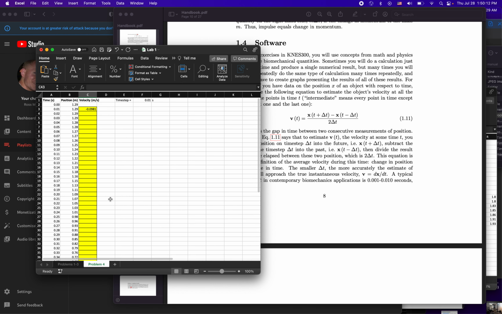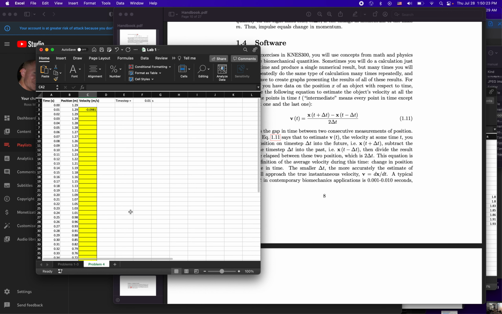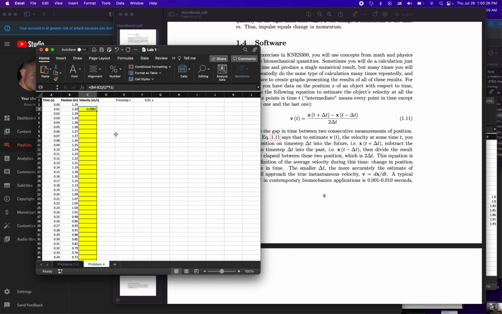So just to keep things simple, to do the most accurate calculations, and to use the same type of equation for all of these, we're just going to calculate it at all the intermediate time steps. We're not going to do it for the first one or for the last one. Let's repeat this so everyone can see again what we're doing. We take our position one step in the future, subtract our position one step in the past, and divide that by the amount of time that elapsed between those two measurements, which is 2 time steps here. And there's our 0.0981.